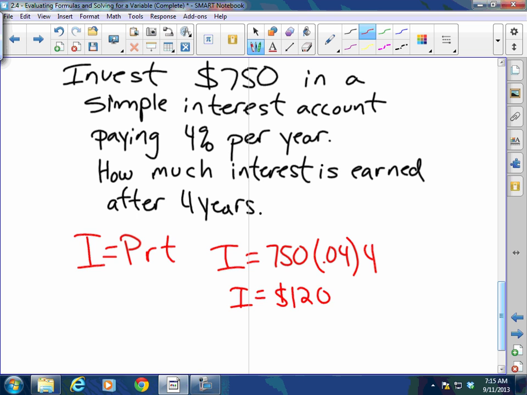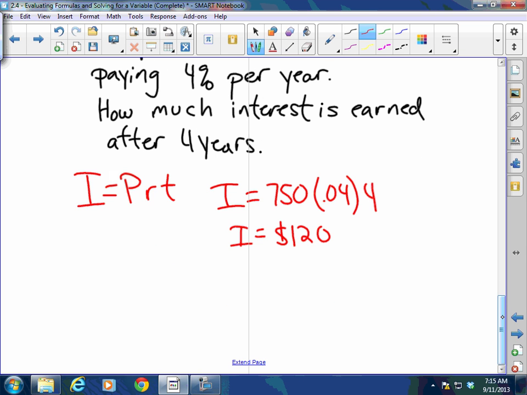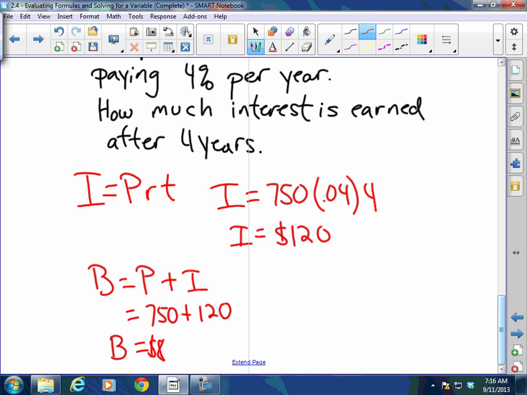$120. Remember, that is the interest that I have earned. If I want to find my balance, it is my principal plus the interest earned. So in this case, it is $750 plus $120. So my balance in my account after 4 years of earning interest would be $870. All right? Hope that makes sense, guys. All right.